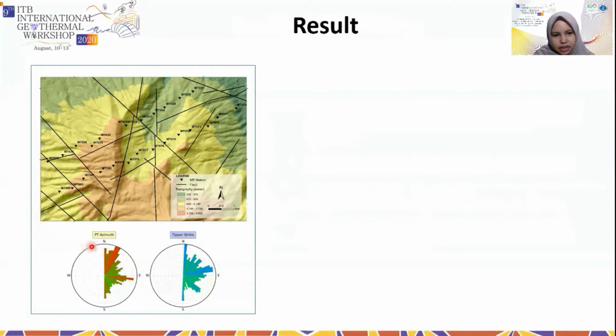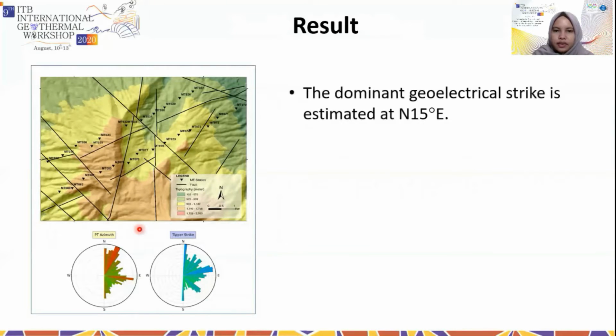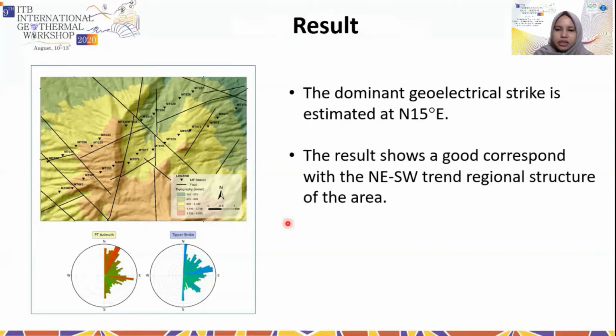And as we can see, the result from phase tensor and TOR strike show the consistency of the geoelectrical strike in northeast southwest direction, and confirm with the geological information, I mean the geological structure of the area. We found that the dominant geoelectrical strike is estimated at north 15 degrees east, and the result shows a good correspond with the northeast southwest trend regional structure of the area.